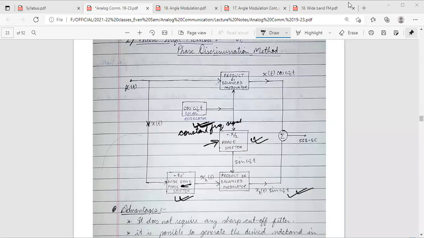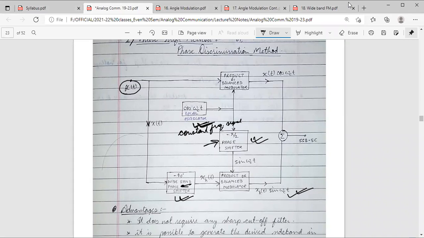So here, I was telling that cos omega ct, the local oscillator, is generated. The local oscillator is used to generate this carrier signal, so it is a constant frequency signal. There is no requirement of any wideband phase shifter. But here we have a message signal, and this message signal may contain a range of frequencies. So there is a requirement of a wideband phase shifter, so that each and every component of this xt will get shifted by 90 degrees.